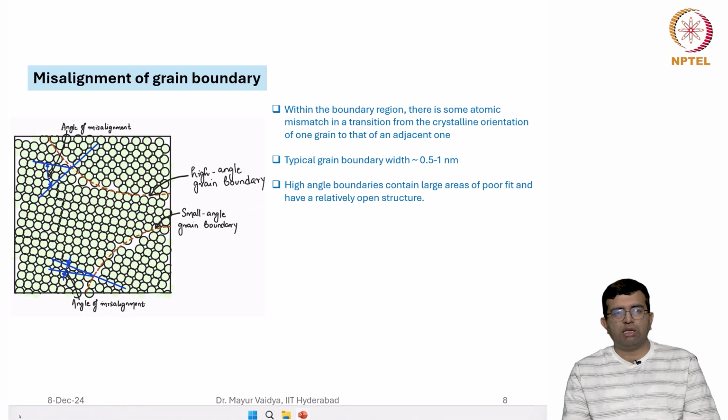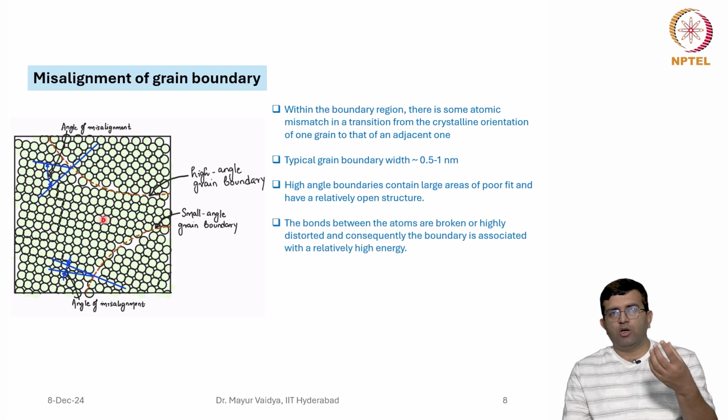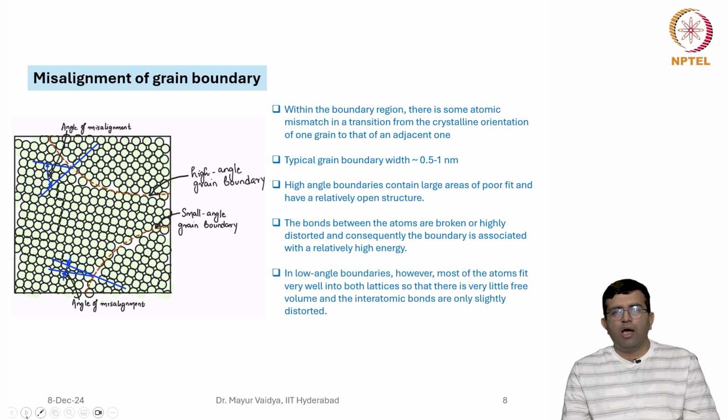That's why, as I said, they play an important role when it comes to diffusion behavior, because they provide open channels for the diffusion to occur. And bonds between these atoms are broken or highly distorted, and consequently the boundary is associated with a relatively high energy. So there is a high energy associated with this grain boundary, and in the small angle, or low angle boundaries, because the misfit is less, the energies are also less.